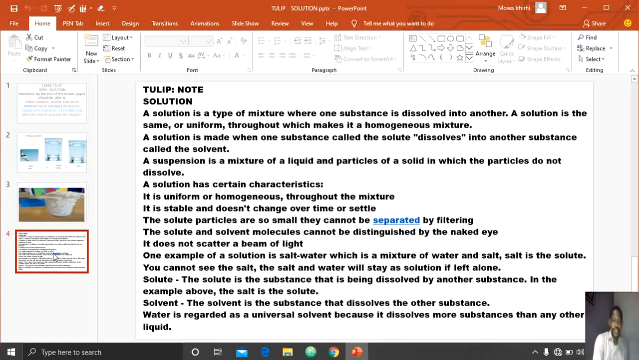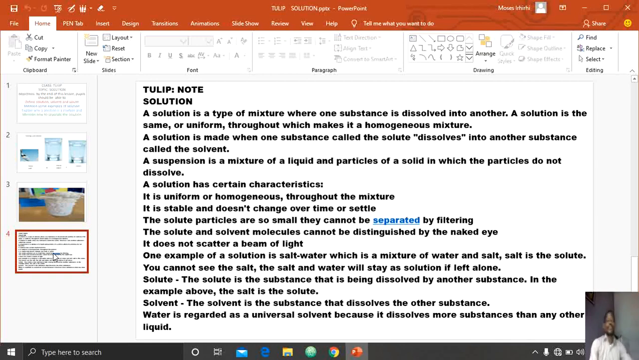What is a saturated solution? A saturated solution is a solution that has enough solute. It's a solvent that has as much solute as it can carry at a given temperature. Okay, but once it has more than required, you see some particles of solid still dangling around, even though it can dissolve. Okay, so that won't be a saturated solution.